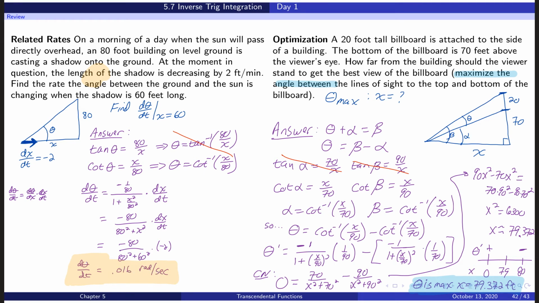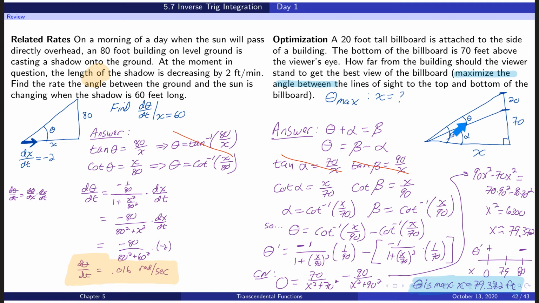Second problem: a 20-foot billboard is attached to the side of a building. The bottom of the billboard is 70 feet above the viewer's eye. So here's a 20-foot billboard, and it's 70 feet off the ground. How far from the building should the viewer stand to get the best view of the billboard? Maximize the angle between the line of sight and the top and bottom of the billboard.